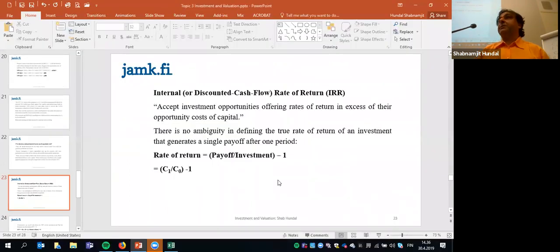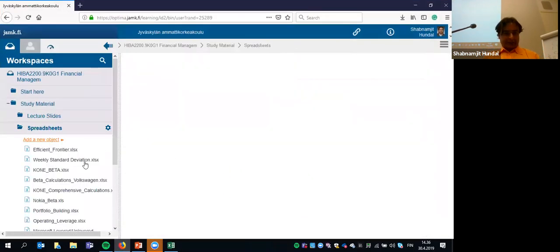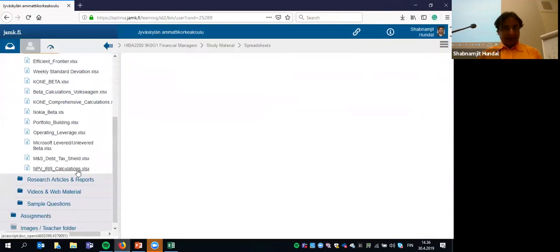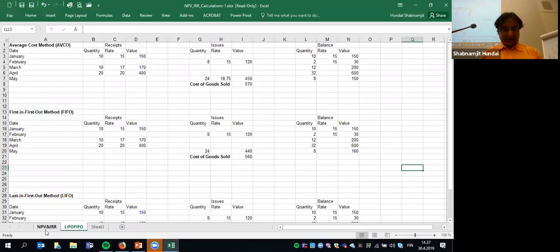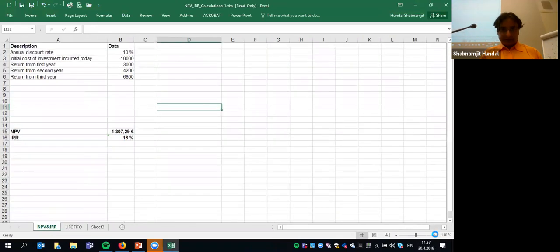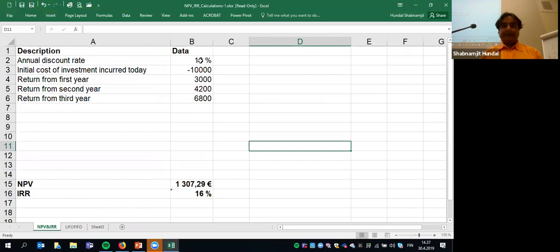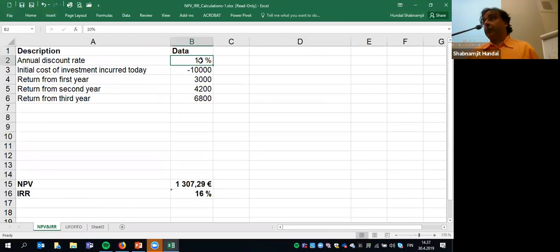I have an example which I shared with you already in Optima. Maybe it's in spreadsheets I've uploaded today. NPV IRR calculation. So let's see, how does it look like? Look at that. This question seems to be as before we discussed. Your cost of investment is $10,000, euros, whatever. The cash inflow the first year, the cash inflow second year, the cash inflow third year, yeah? The rate of discount is 10%.